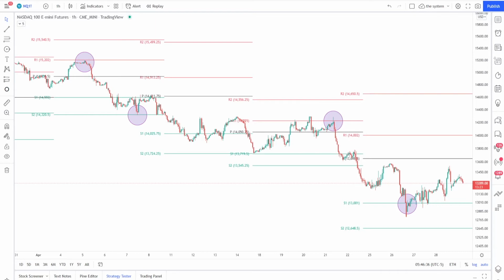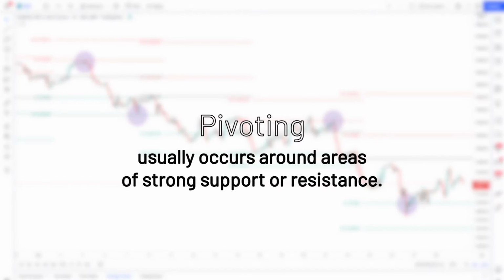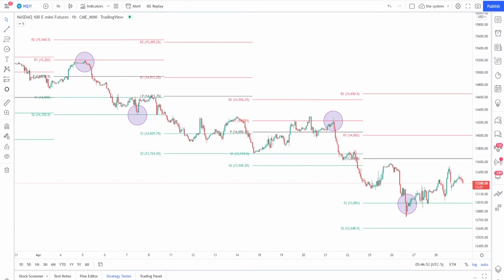Traders that do use the pivot point system will attempt to identify the movement of an asset's price and whether that movement is likely to continue or to pivot in a different direction. Pivoting usually occurs around areas of strong support or resistance. So when we are looking at levels on our chart and we're trying to identify support and resistance, the pivot point indicator is actually completely doing that work for us.